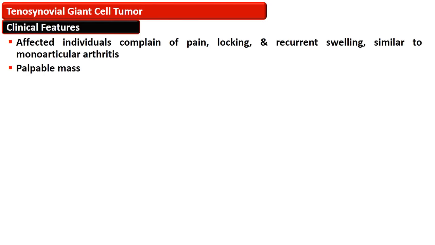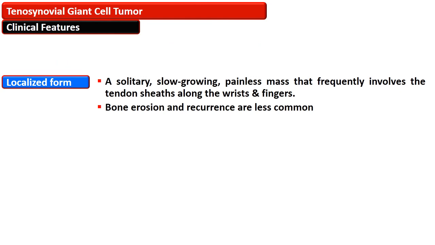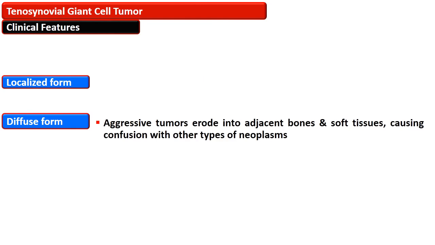So the patient complains of pain, locking of the joint and recurrent swelling of the joint, and most of the symptoms are similar to monoarticular arthritis. There can be a palpable mass also. The localized form is characterized by a solitary slow growing painless mass that frequently involves the tendon sheath along the wrist and finger. Bone erosions are less common in the localized form, while the diffuse form is characterized by an aggressive tumor that erodes into the soft tissue and adjacent bone, and it should be differentiated from the other tumors which are present in this area.